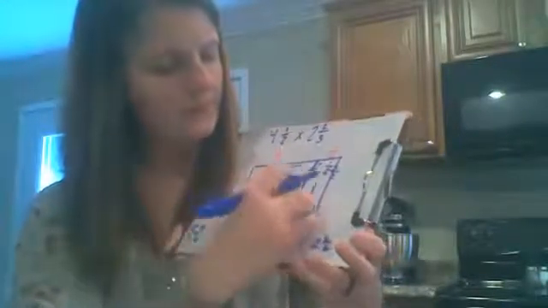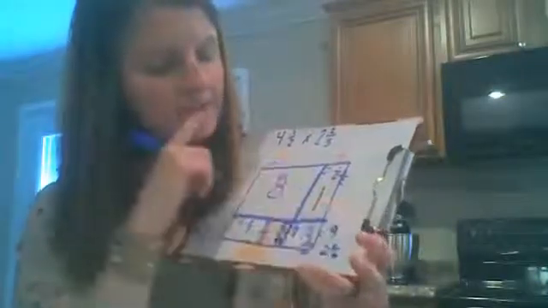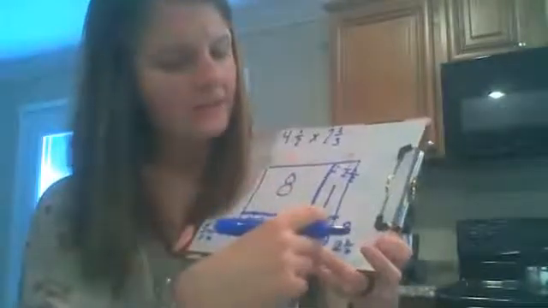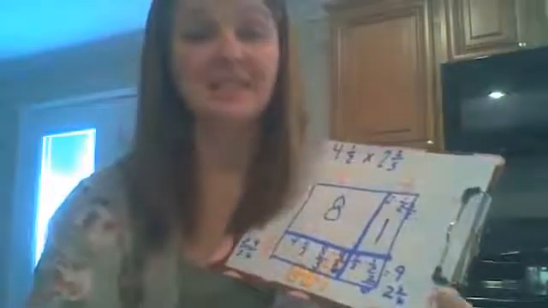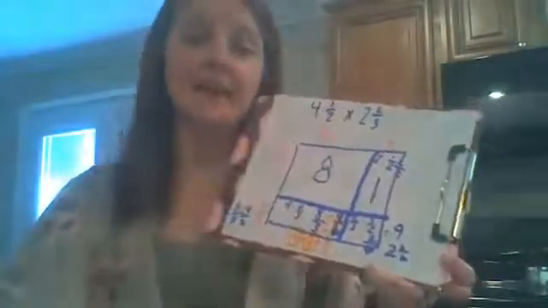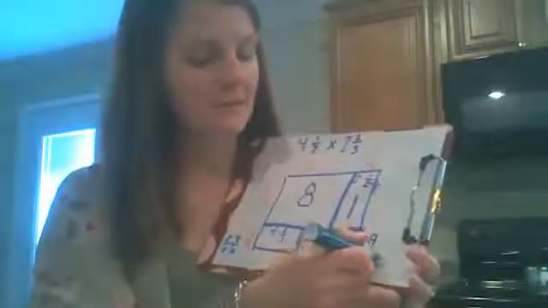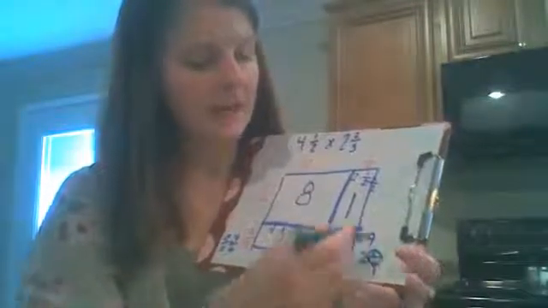Up here at the top, 8 plus 1 is 9. So I've got 11 and 6/6. I know that 6/6 is the same thing as a whole, right? So really, I have 9, 10, 11, 12 wholes.